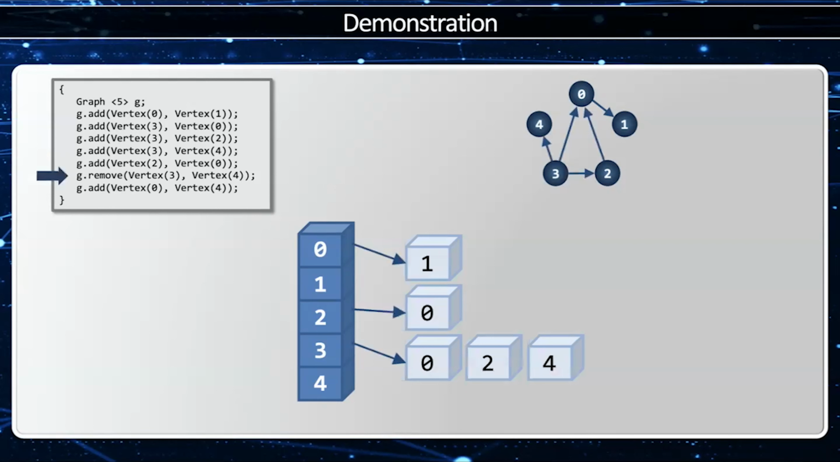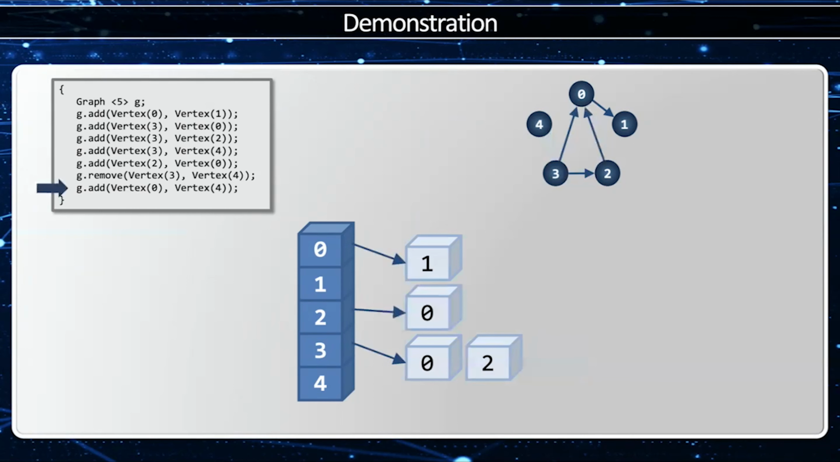Now I'm going to remove an edge between 3 and 4. So I'm going to look at source 3, and that set consists of 0, 2, and 4, and I'm going to remove that edge, and I'm going to remove that sink vertex. And now I'm going to add an edge between 0 and 4.